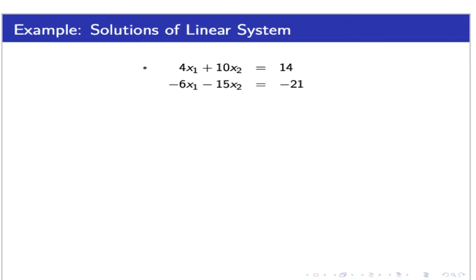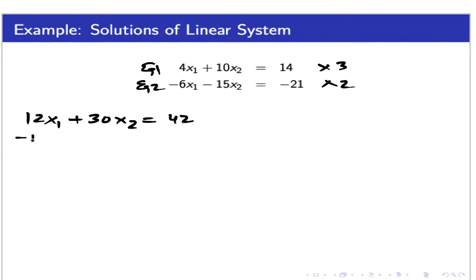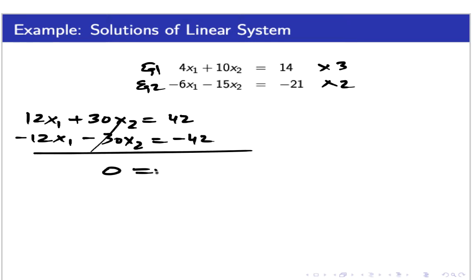This one, let this be equation 1 and the second be equation 2. I'm going to get rid of, say, x2 over here. Multiply this by a 3, this by a 2. What do we get? 12x1 plus 30x2 equals 42. The second equation gives me negative 12x1, negative 30x2 equals negative 42. When you add these two, you get 0 equals 0. Oops. It's just identical. So in this scenario, we say that this system has infinite solutions.